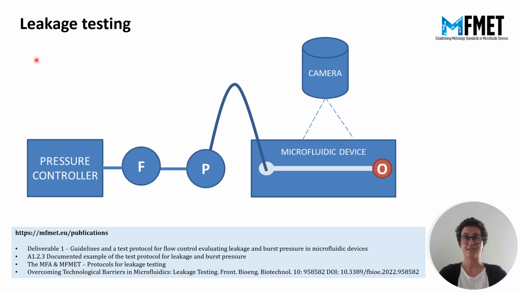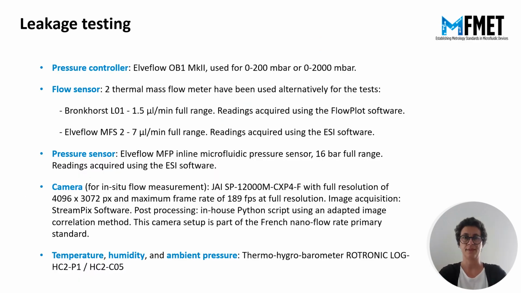For the leakage test, we plugged a pressure controller to a flow sensor, a thermal mass flow meter, followed by a pressure sensor and the microfluidic channel. An additional camera was used to enable visual inspection. For more information on this test, here are the references that you can check at the MFMET's website, mfmet.eu/publications. The components are specified on this list, and the tests were performed in a room under controlled temperature, humidity, and pressure, and all these elements were also recorded during the trials.